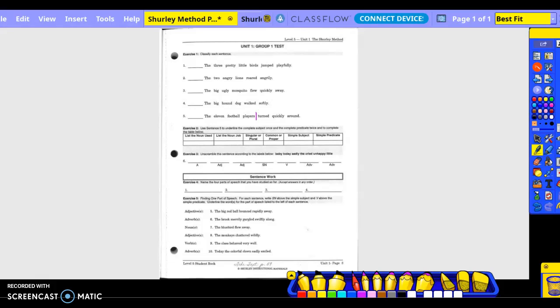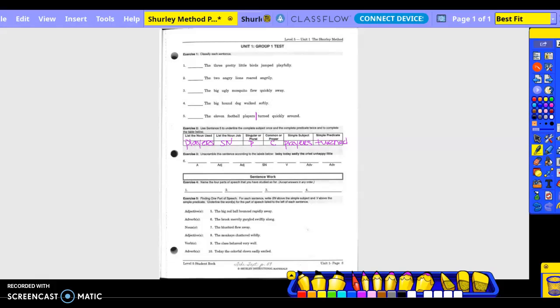Okay, so we put players here. What is our label for that? Subject noun. Is players singular or plural? Plural. Common or proper? Common, because it's not capitalized, right? Okay, simple subject. So the simple subject was players, right? And then the simple predicate always starts at the verb. So the verb was turned.